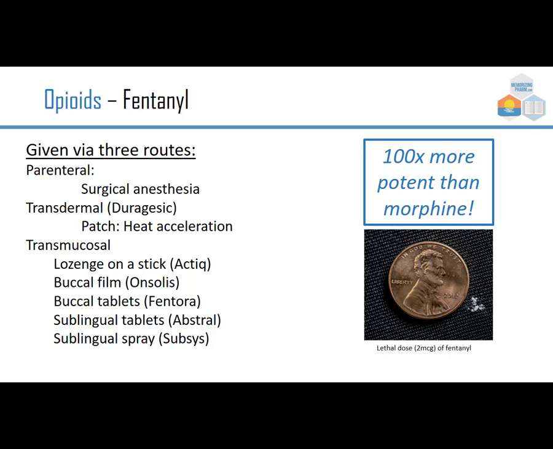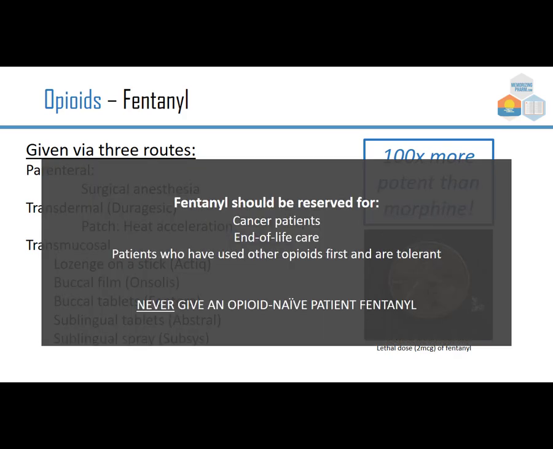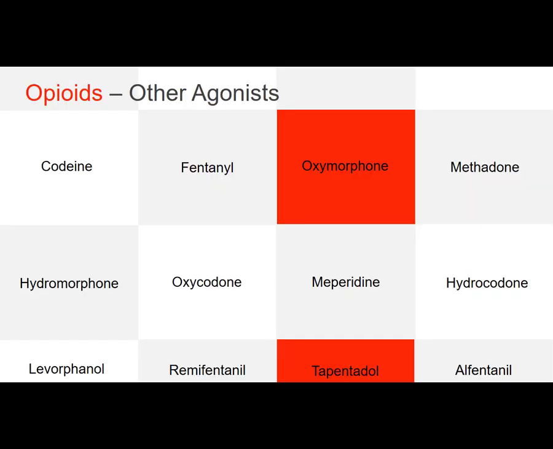So you can see here next to a penny just how little medication it takes. It should be reserved for cancer patients, end-of-life care, and patients who have used opioids first and are tolerant. Never give an opioid-naive patient fentanyl. So other agonists: codeine, fentanyl, oxymorphone, methadone, hydromorphone, oxycodone, meperidine, hydrocodone, levorphanol, remifentanil, tapentadol, and alfentanil.